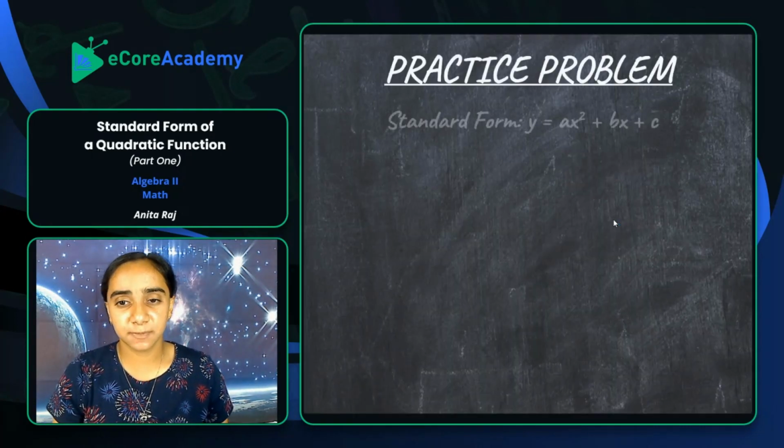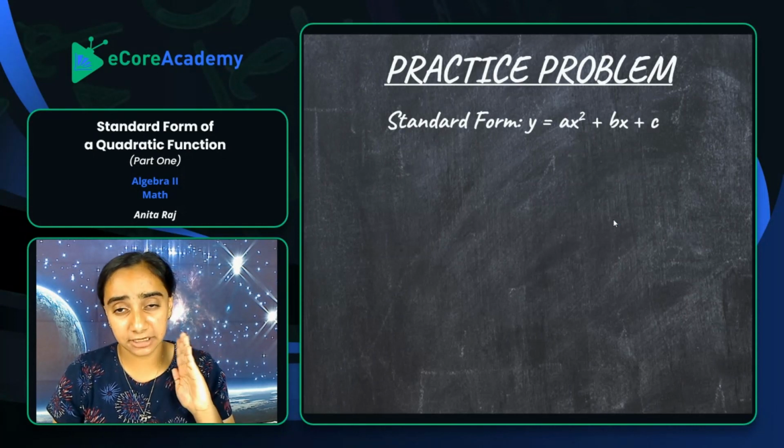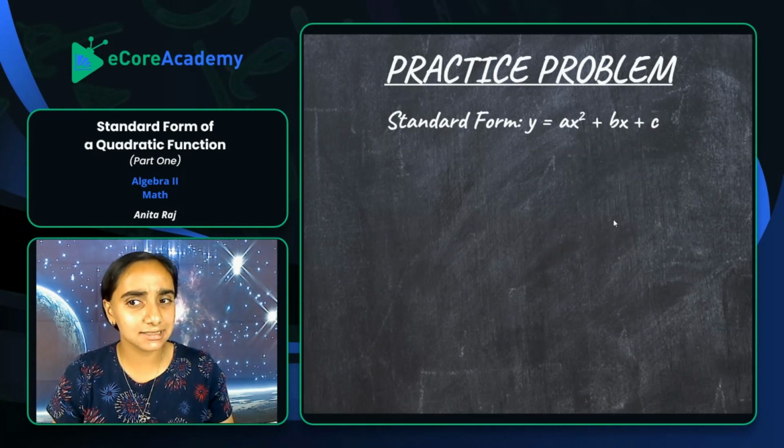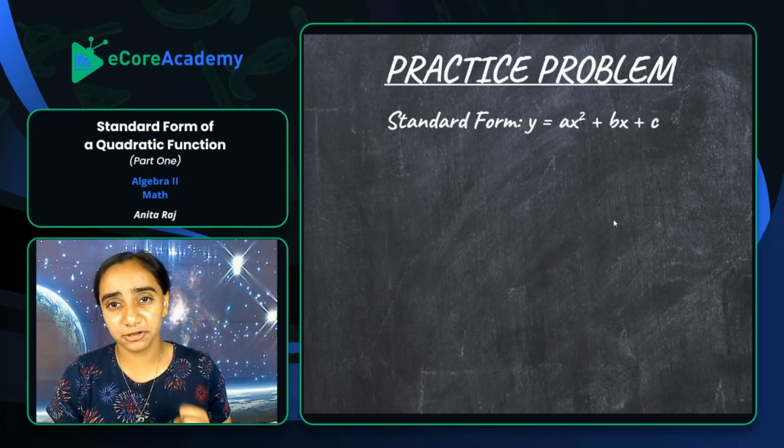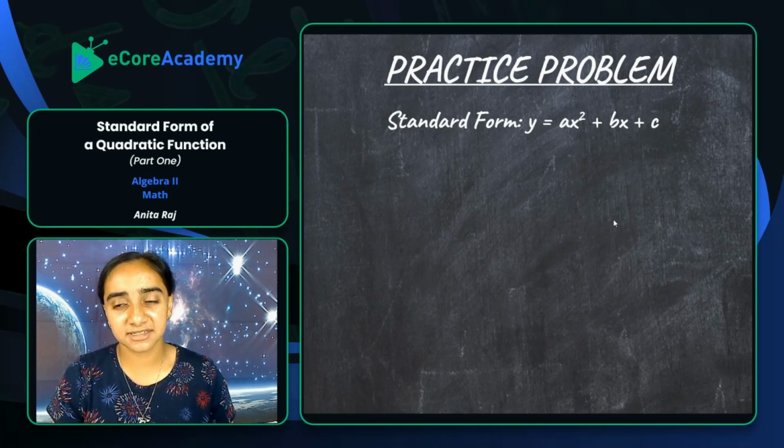Okay, so here's the practice problem. Again, I write standard form on this. I think this is the last slide, but you should know it by now. So standard form is written up here for you: y equals ax squared plus bx plus c. That's what we're going to be using.